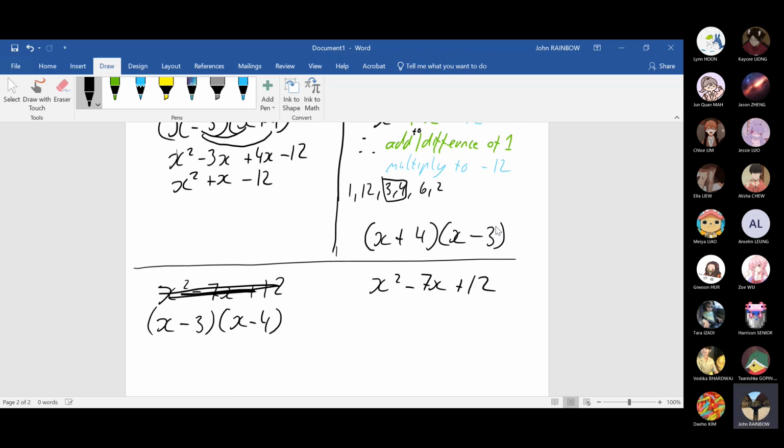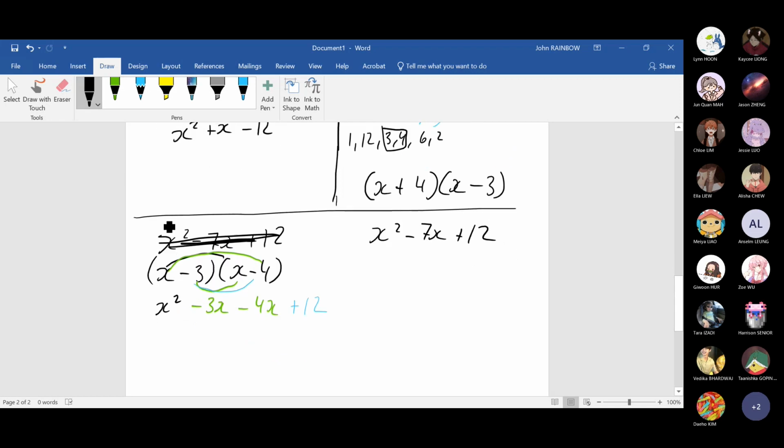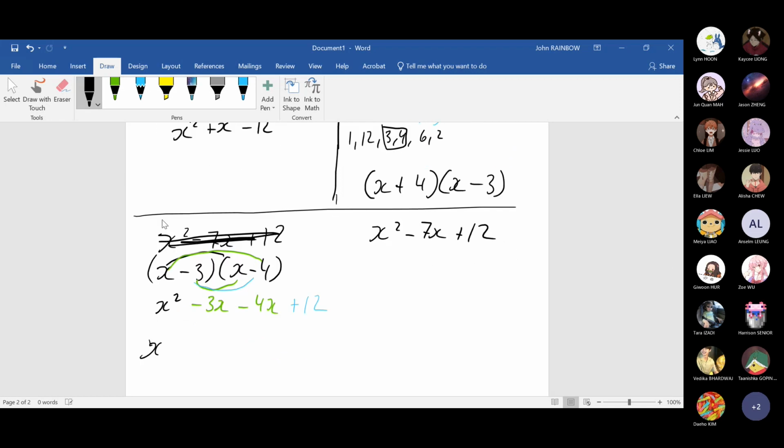So if we expand this, it's going to be x squared, negative 3x. It comes from the sum of these. When you collect these like terms, it's going to be negative 4x. And the multiplication, watch this, negative 3 times negative 4 gives you positive 12. So that's how we get that one there. So when we're doing this, hopefully you can see that x squared just comes from the multiplication of two x's, and the 12 comes from the multiplication of the two numbers.